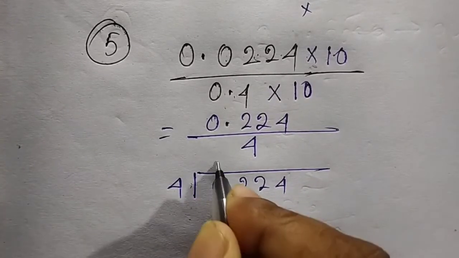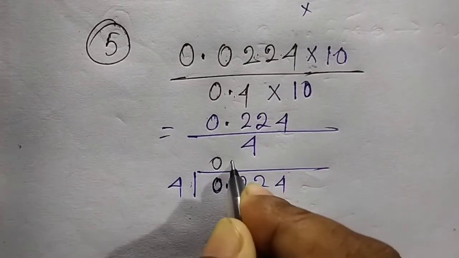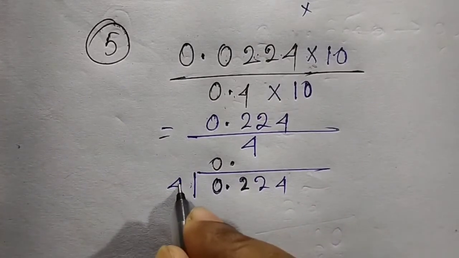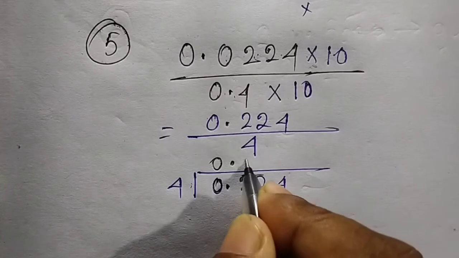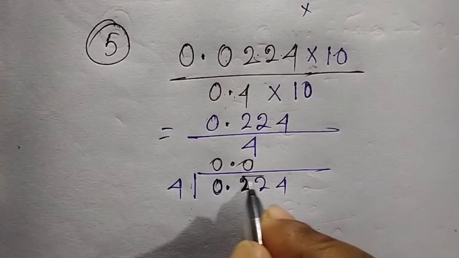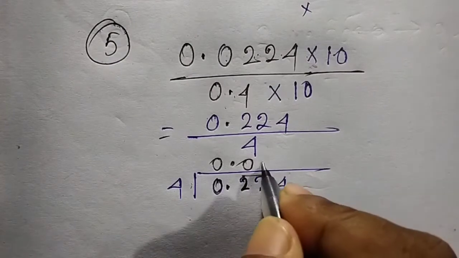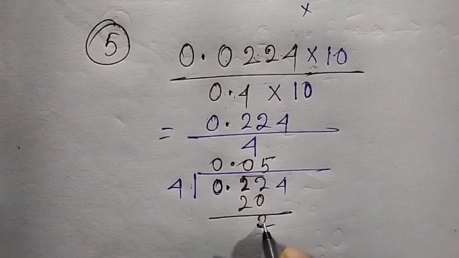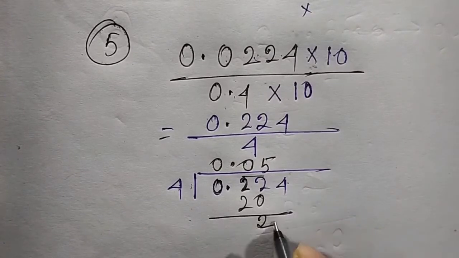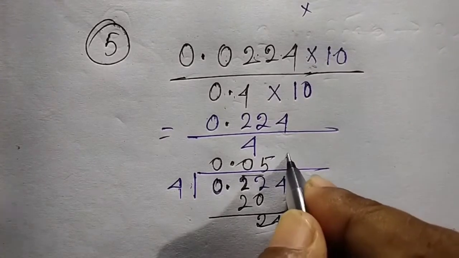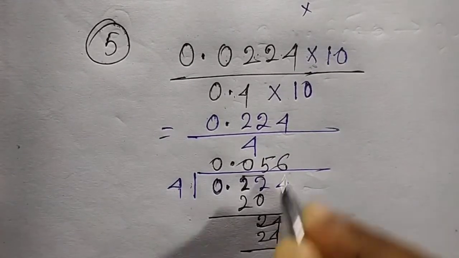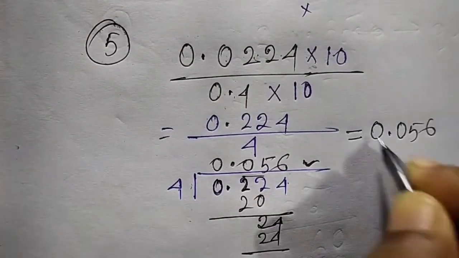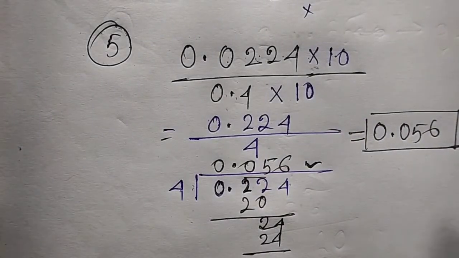Here is 0, so put 0 here. Now here is the point, put the point here. Now check the next digits. Here is 2. 2 is less than 4, so you have to take 2 digits. So put again 0 here. Now 22. 4 fives are 20. Now subtract, we will get 2 here, and again it's less than 4, so you have to bring down another digit, 24. So 6 fours are 24. So 0.056 is our answer. Is it clear to everyone?